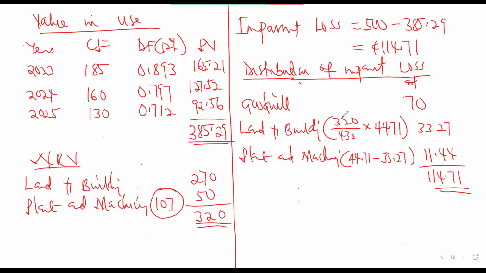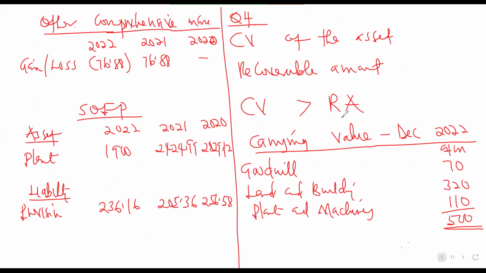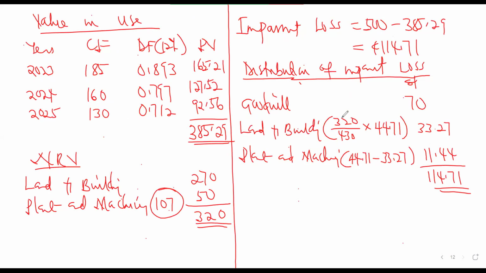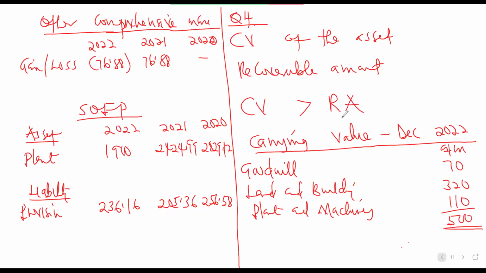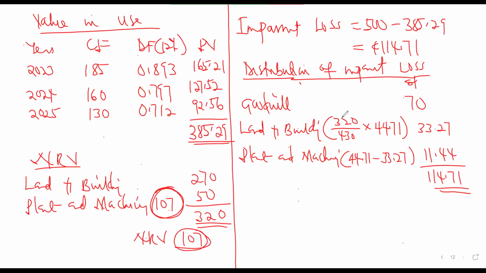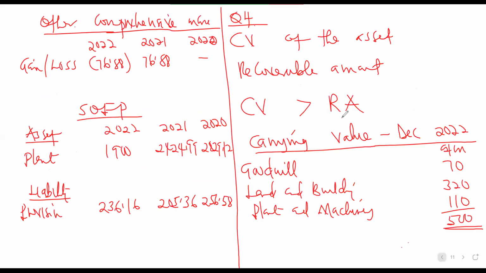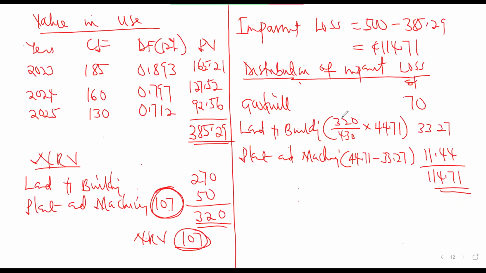You can see that the share of the impairment loss plant and machinery is taking is 11.44, isn't it? Plant and machinery is taking 11.44. But what they are saying currently is that the plant and machinery can be disposed for 107. Their net realizable value is 107. So we cannot reduce the carrying value of the asset below their net realizable value. This is 110, the net realizable value is 107. It means that this has impaired by only 3.